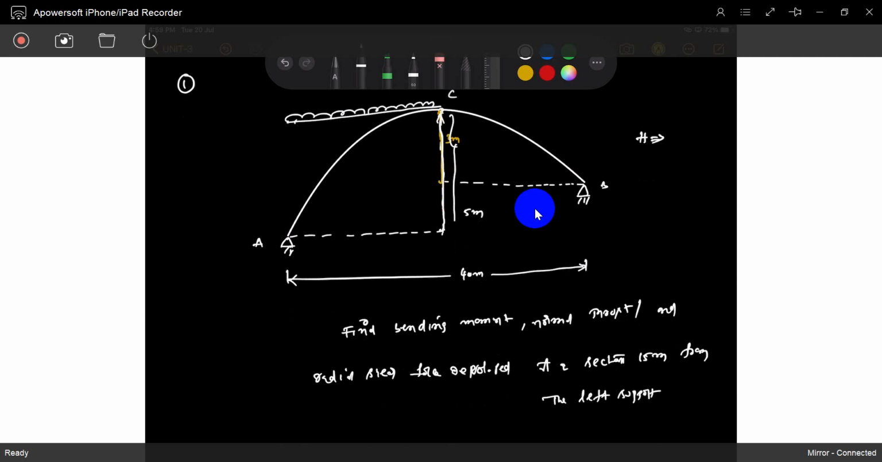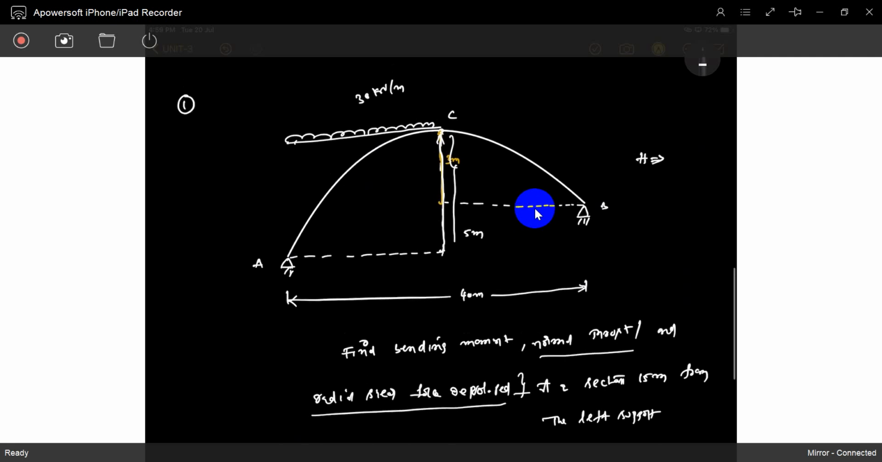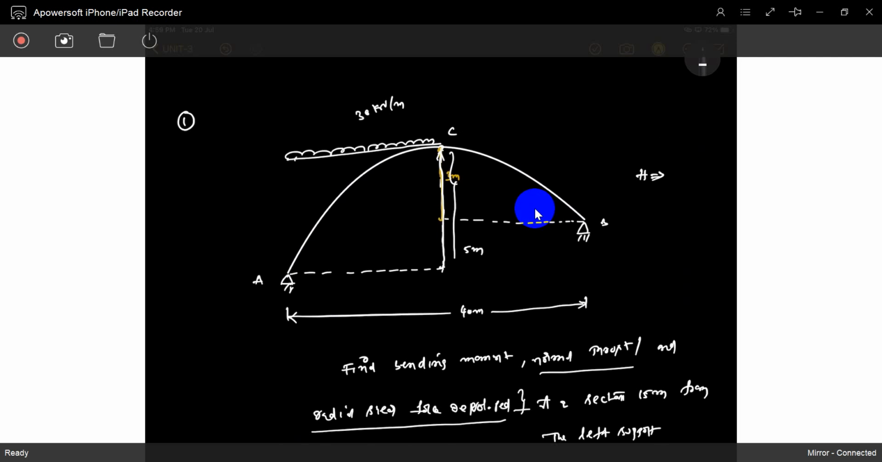That is the question. You can easily find out what the normal thrust and the radial shear are. We discussed it already, but we can do the problem directly. No problem at all. You can easily understand the normal thrust and radial shear. Here, 30 kilonewton per meter is applied on a span of only up to AC, not throughout the span. So you can solve the problem.